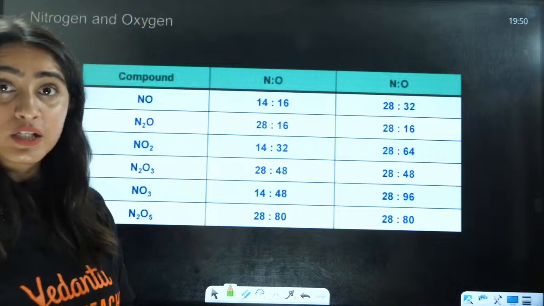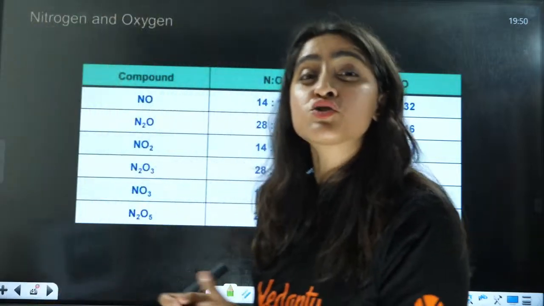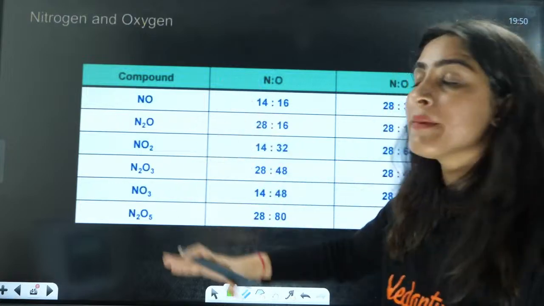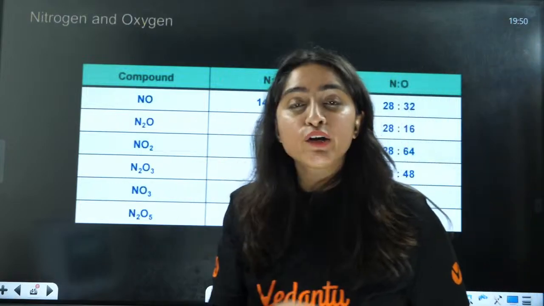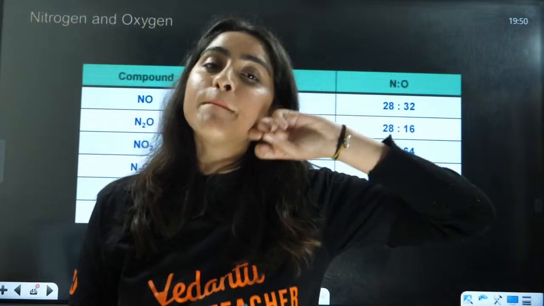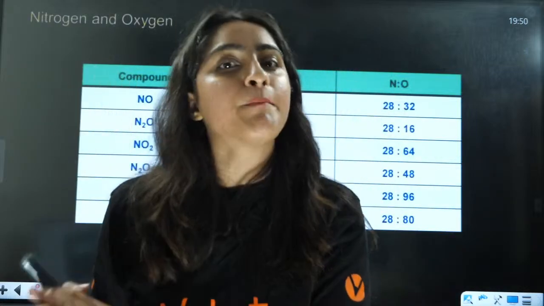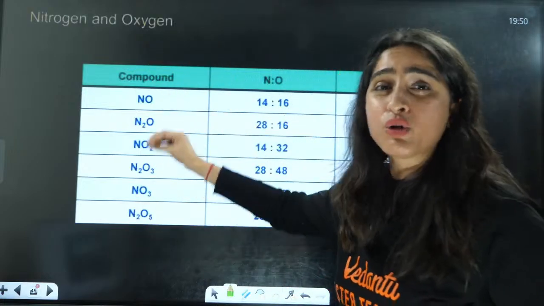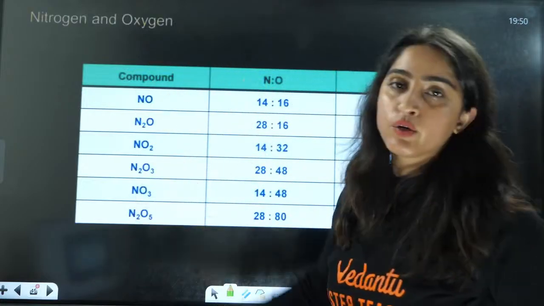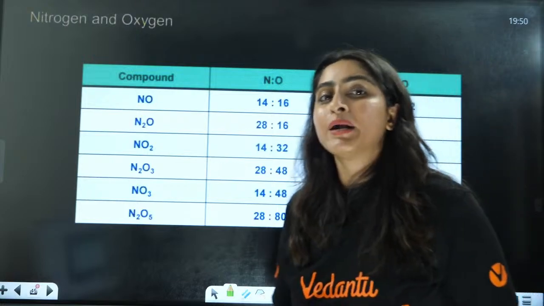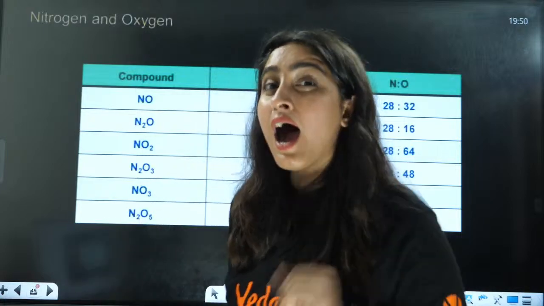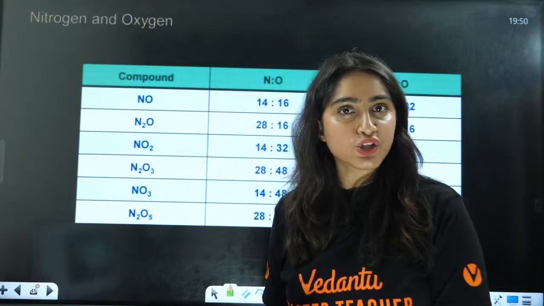Next example here is for nitrogen and oxygen. We have so many nitrogen oxides, right? We have so many nitrogen compounds. Nitrogen and oxygen together can combine to form different compounds here. For example, NO, N2O, NO2, N2O3, N2O5, NO3. All these compounds are between nitrogen and oxygen, right? So now let us see, are they also in simple whole number ratio?